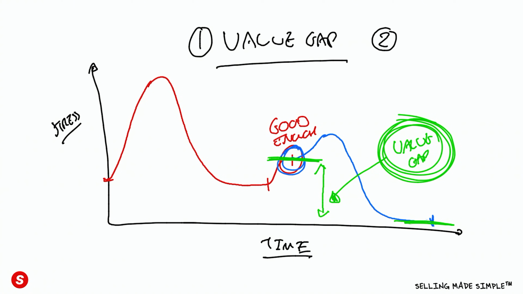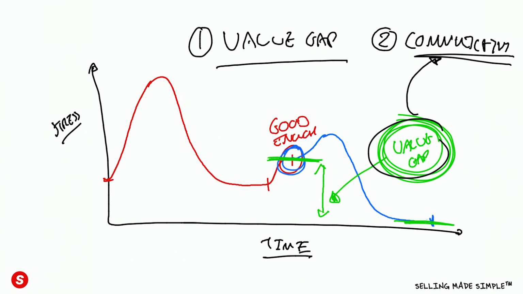Step 2 is reaching out and communicating this value gap with the potential customer. So this value gap is the very basis of your outreach to them, whether it's a cold call, cold email, meeting them in person, whatever it is. You're going to explain this value gap to the potential customer.